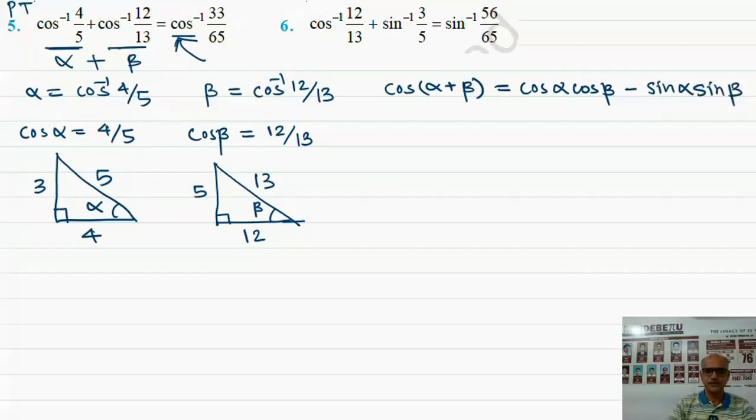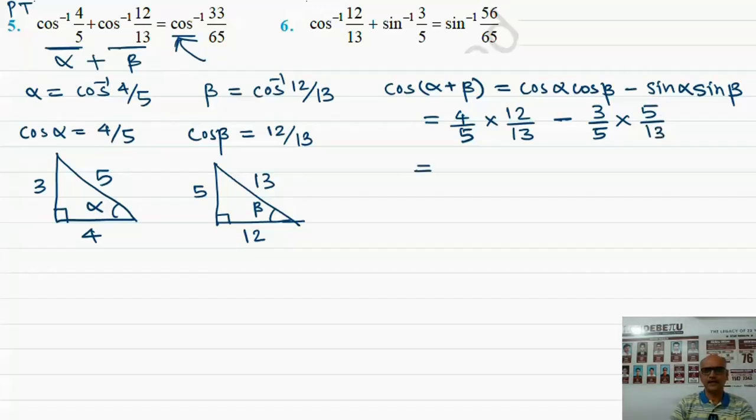Now substitute the values from the triangles. Cos alpha from the first triangle is 4 by 5. Cos beta from the second triangle is 12 by 13, minus sin alpha from the first triangle, 3 by 5, into sin beta from the second triangle, 5 by 13.